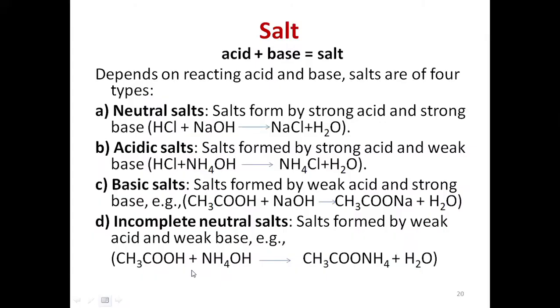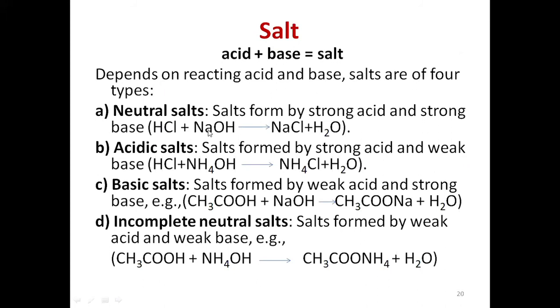Okay, now salt. Depending on the reacting acid and base, salts are of 4 types. Number 1, neutral salts; acidic salts; basic salts; incomplete neutral salts. So what are neutral salts? Again I repeat, the salts formed from a strong acid and a strong base are called neutral salts. And acidic salts are salts formed by a strong acid and a weak base.